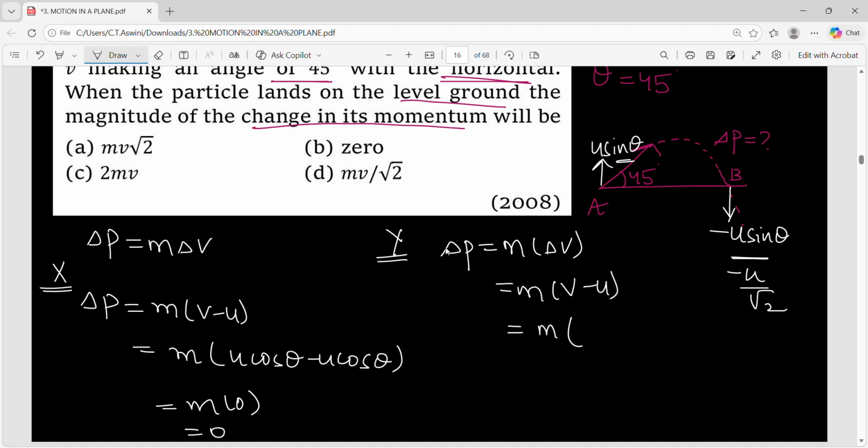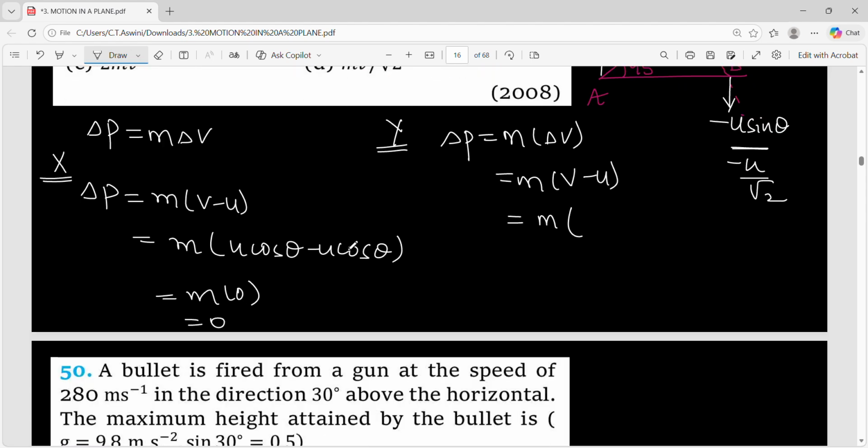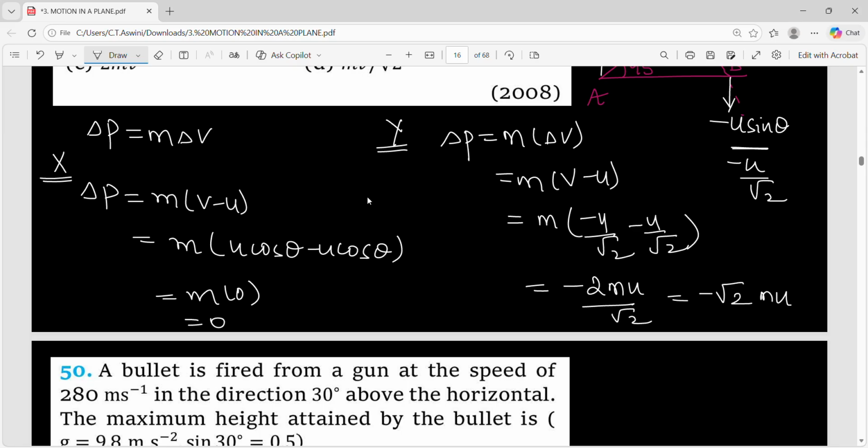And this is plus u by root 2, because sine 45 is 1 by root 2. Substitute it here. Minus u by root 2 minus u by root 2. So I will get minus 2mu by root 2. Can I write it like minus root 2 into mu? So this is along y.